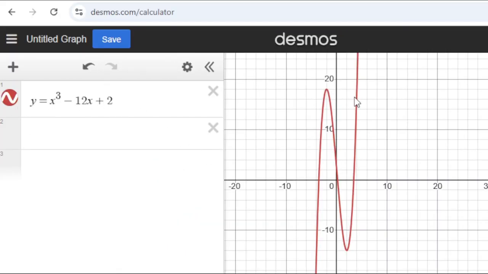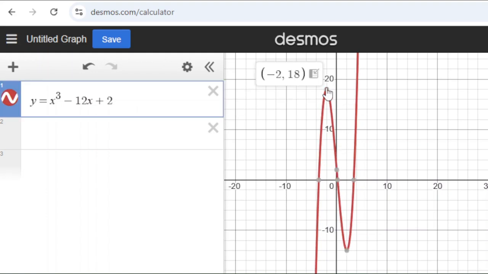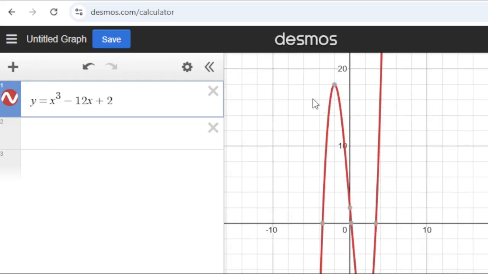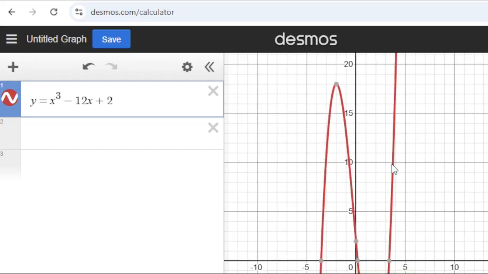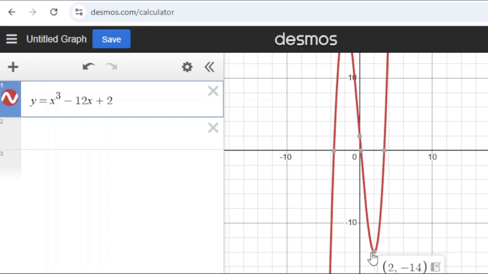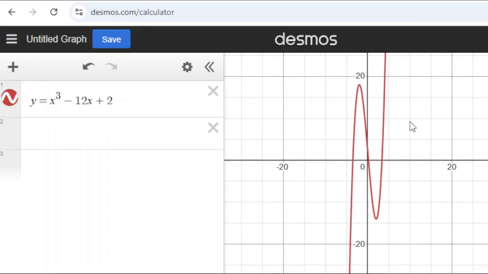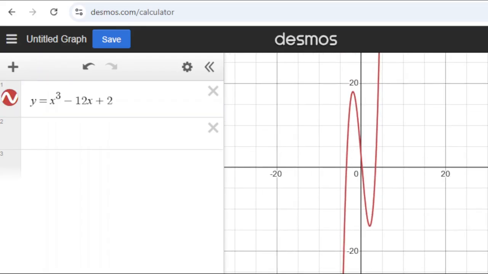Here's our curve. Now, it's a little hard to see here, but at 2 and at -2, at these two points, 2 comma -14 and -2 comma positive 18, those are the places where we're kind of at the top of the hill here, right? Where the slope is 0. And also down here, the slope is 0. So at 2 and -2, those are the places on our curve where we have a horizontal tangent line.